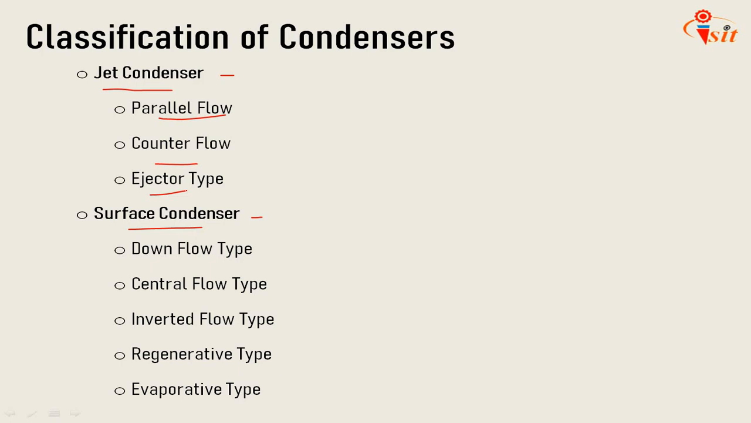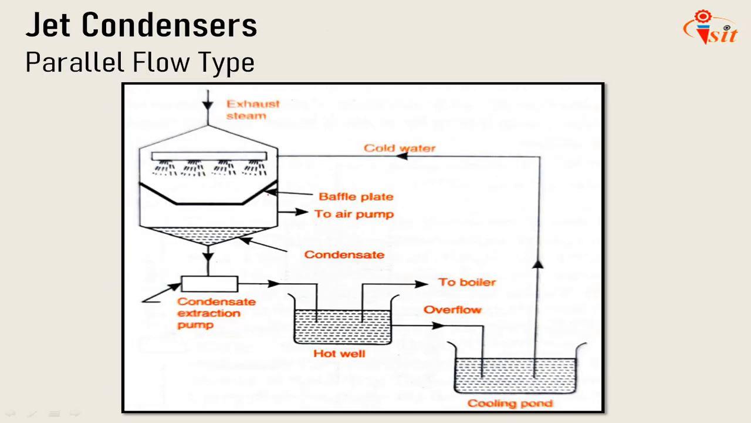So we'll see one by one how it works. Now in jet condenser, first one is parallel flow type. Here the figure shows a line sketch of a low level parallel flow condenser. Now exhaust steam is entering the condenser from the top and cold water is being sprayed on its way. The baffle plate provided in it ensures the proper mixing of the steam and cooling water.